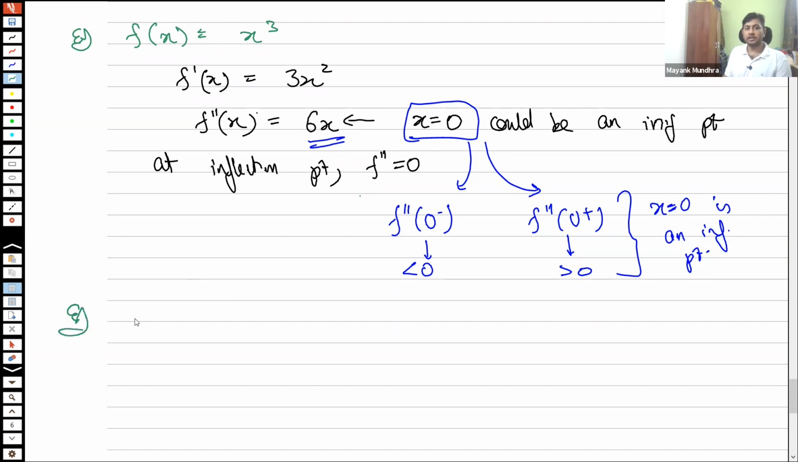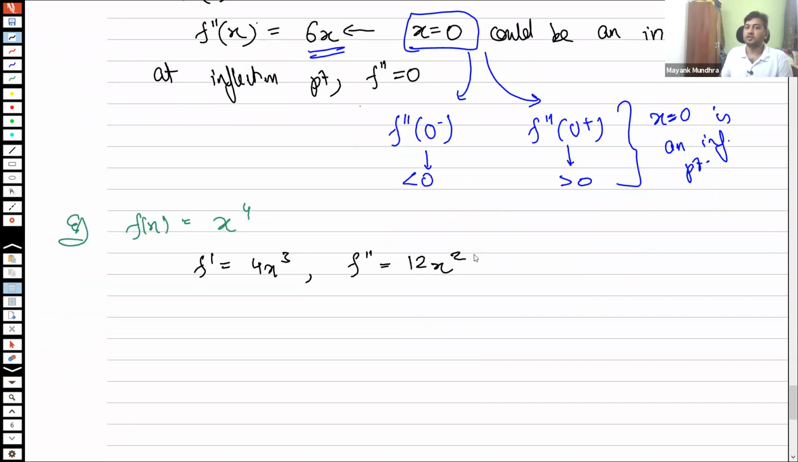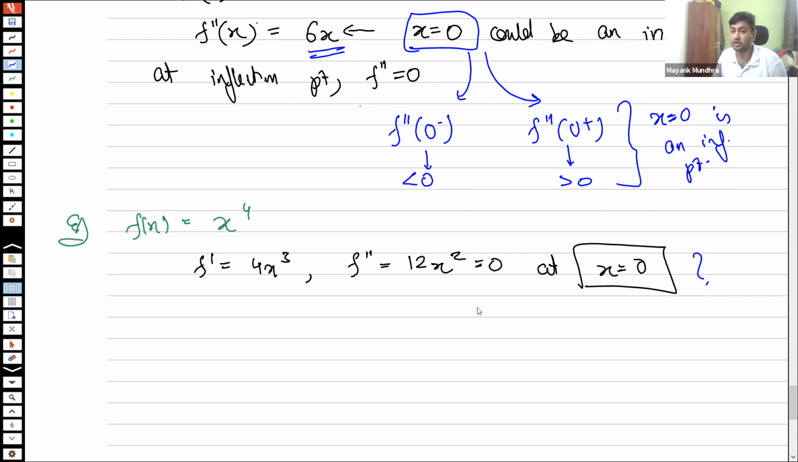But let's do another example, f of x equals x to the power 4. For this case, I know that f prime will be equal to 4x cubed and f double prime will be equal to 12x squared, which is 0 at x equals 0. So now the question becomes, is x equals 0 an inflection point or not? For that, I'll need to analyze f double prime at 0 minus and f double prime at 0 plus.